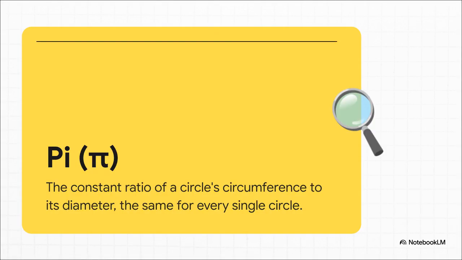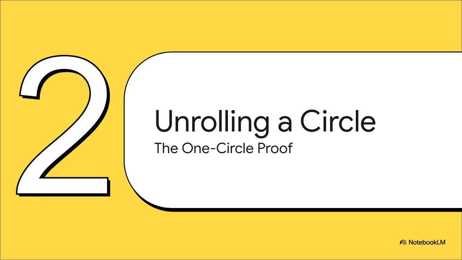See, because every circle is a perfect scale model, the ratio of how far it is around the edge, the circumference, to how far it is across the middle, the diameter, is always the exact same number. And that universal constant ratio is what we call pi. It's why a circle's circumference is always just pi times its diameter, or if you prefer, 2 pi r. Okay, so we've got pi in our back pocket. Now we can finally tackle the area.